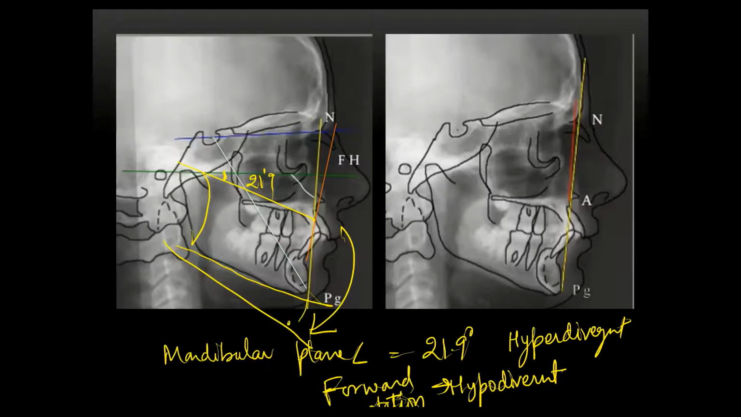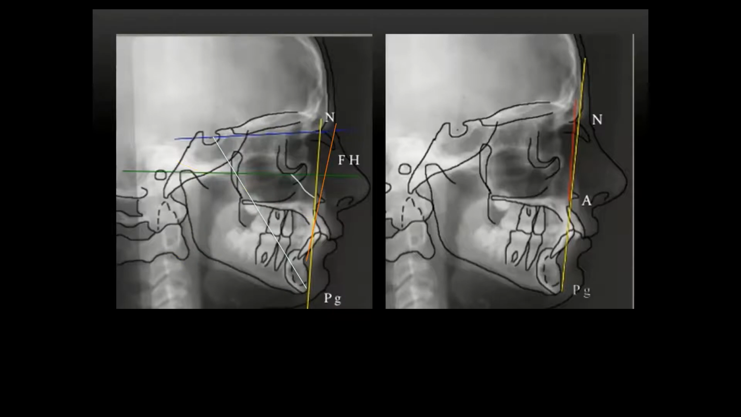Okay, the next axis is the Y-axis. Do you remember the Y-axis was sella to gnathion? This is not pogonion, it is sella to gnathion and FH. It is this angle, which is basically 59 degrees. The Y-axis is 59 degrees. What happens if it increases? Gnathion is somewhere here.